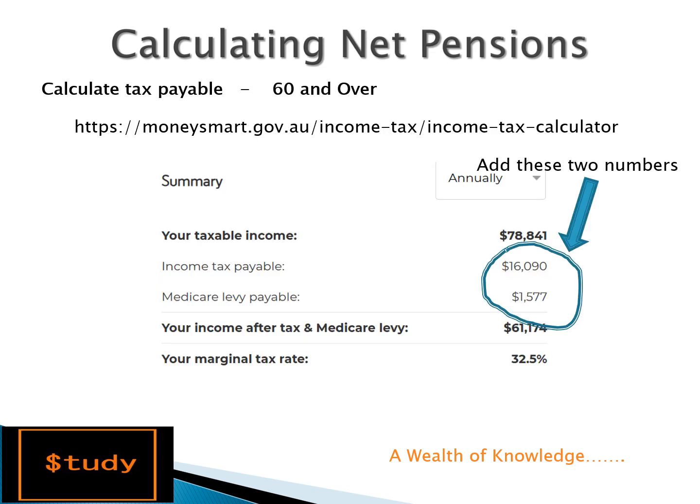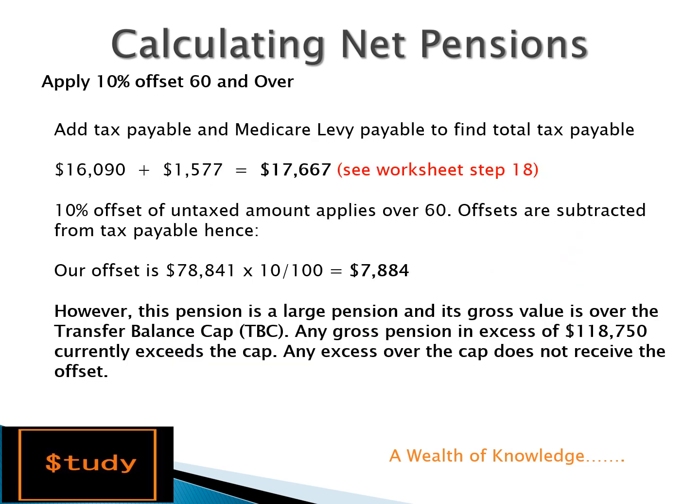So we go to a tax calculator. We're using the tax calculator here on the Moneysmart website. We punch in the taxable income of $78,841, and it tells us that we've got income tax payable of $16,090 and a Medicare levy of $1,577. So we literally add those 2 amounts together to give us a total tax liability at this point of $17,667.